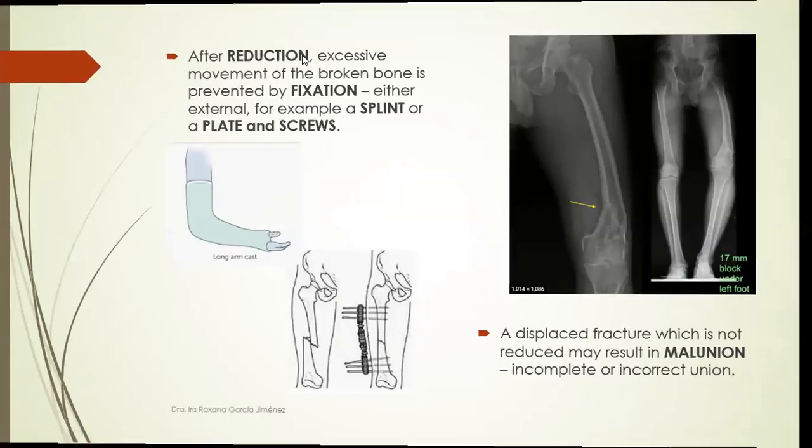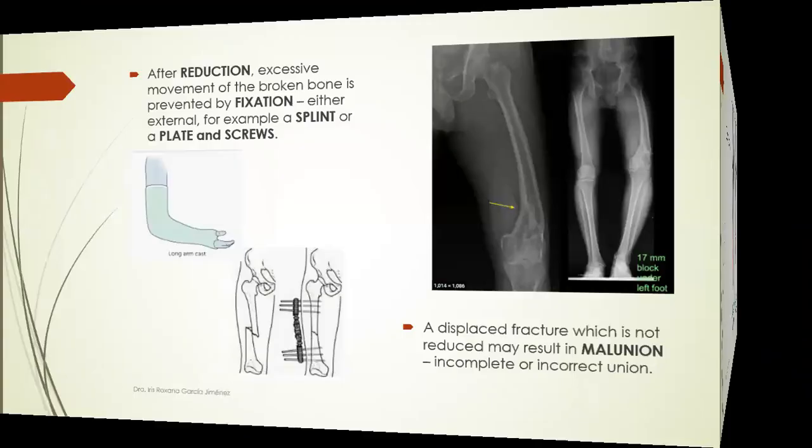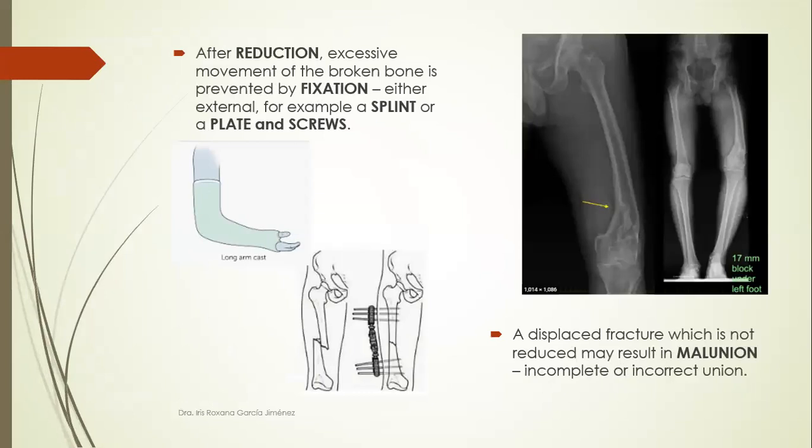After the reduction, excessive movement of the broken bone is prevented by a fixation. It could be external, for example, a splint, or internal, with a plate and screws. This is the splint, the cast, an external fixation, or an internal fixation, the plate and the screws. You see how the screws are in contact with the bone, placing it in its anatomical position.